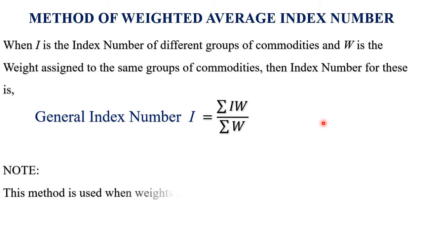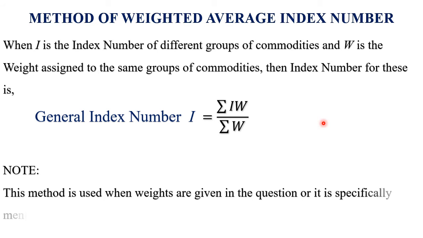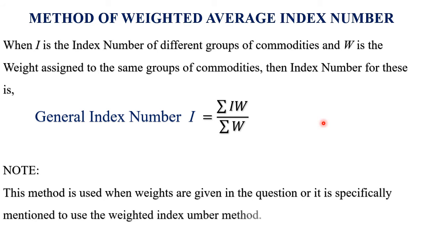This method is used when weights are directly given in the question or it is specifically mentioned to use the weighted index number method. So my dear students, when weights are directly given or when it is specifically mentioned, then we have to use this method of calculating index numbers. The practical sums of this we will do in exercise 1.3. Right now I'm just explaining the concept, the formula and any extra things we should know about it.